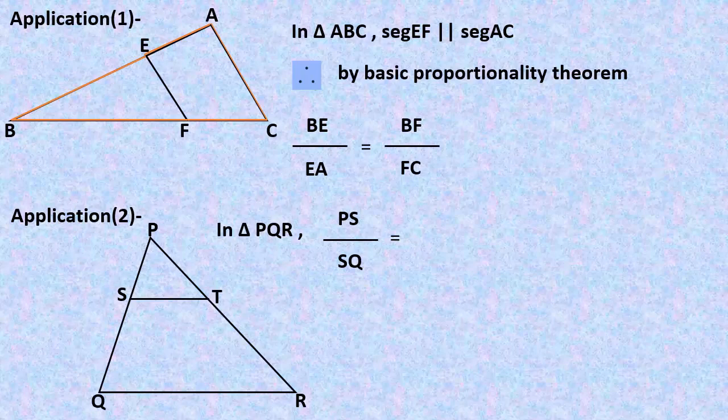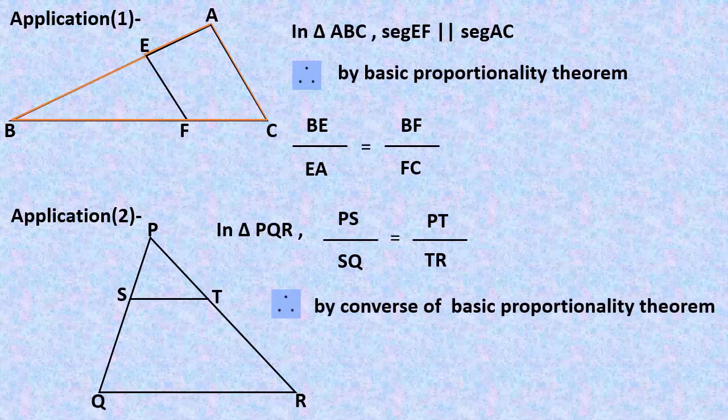In a triangle, when any segment divides two sides in equal ratio, then we can use the converse of the basic proportionality theorem: segment ST is parallel to segment QR. In this way, we can use the two theorems after the given condition.